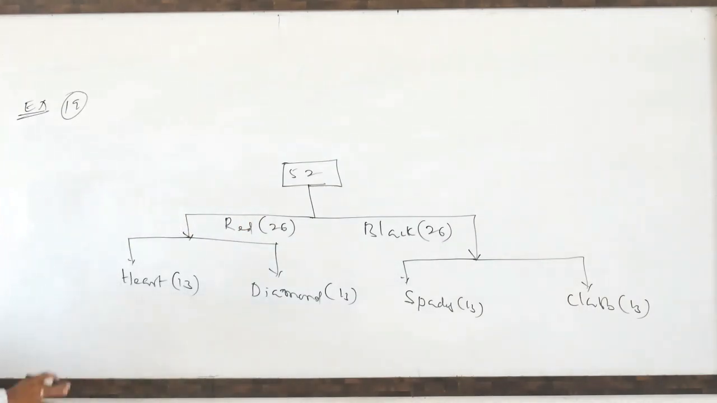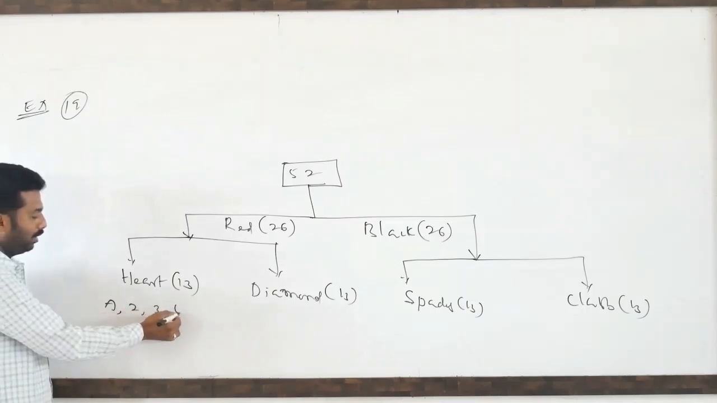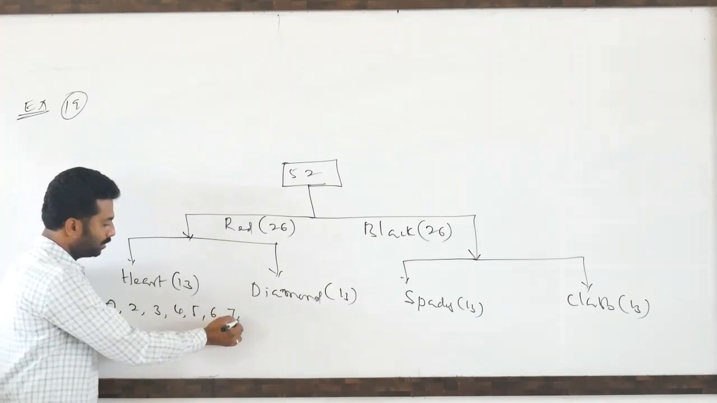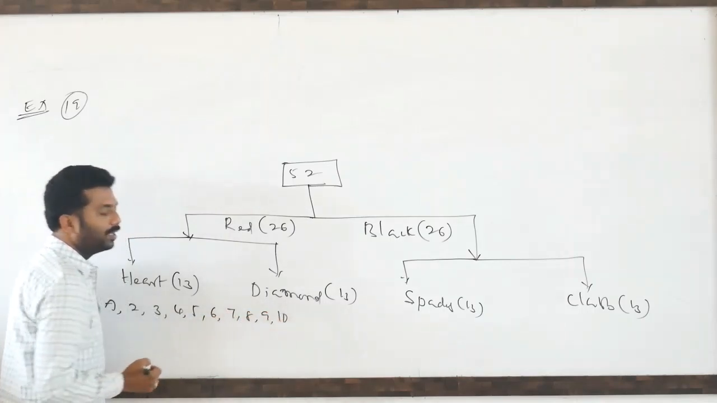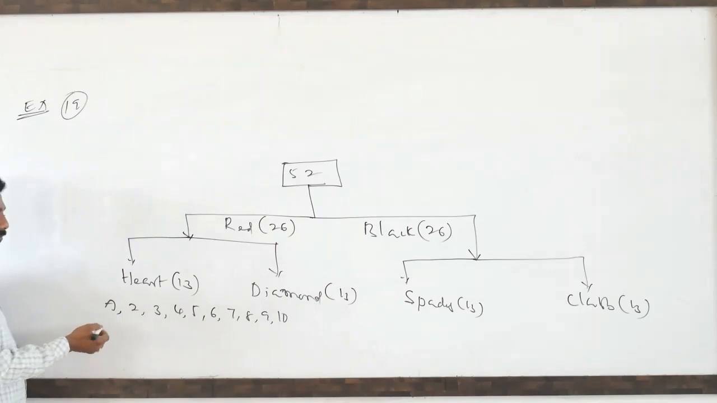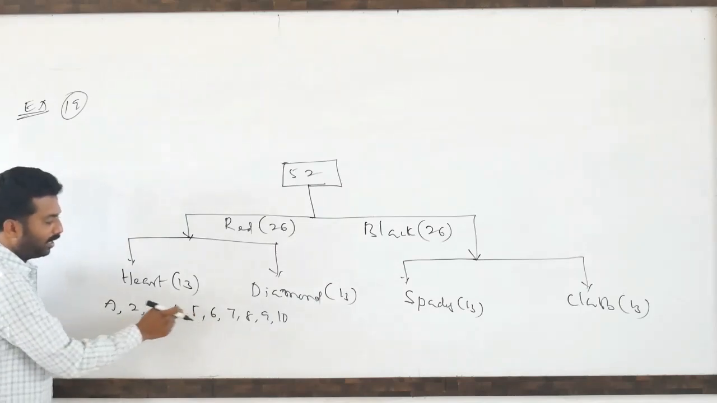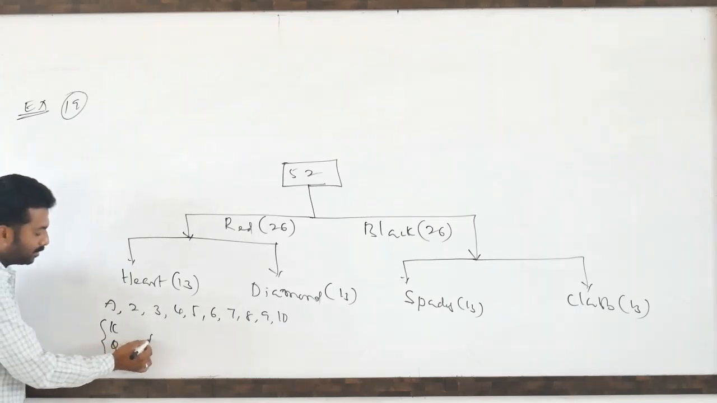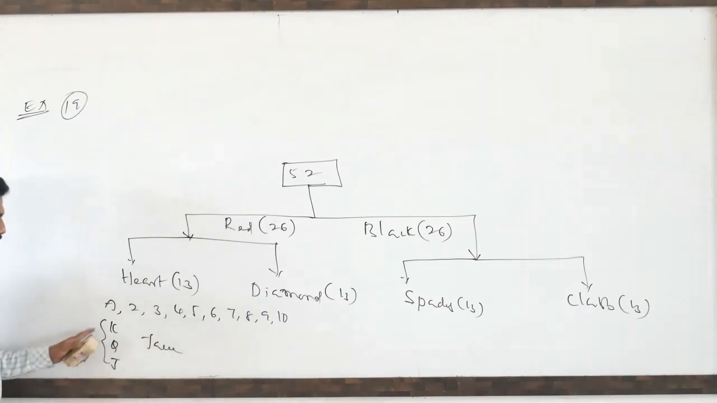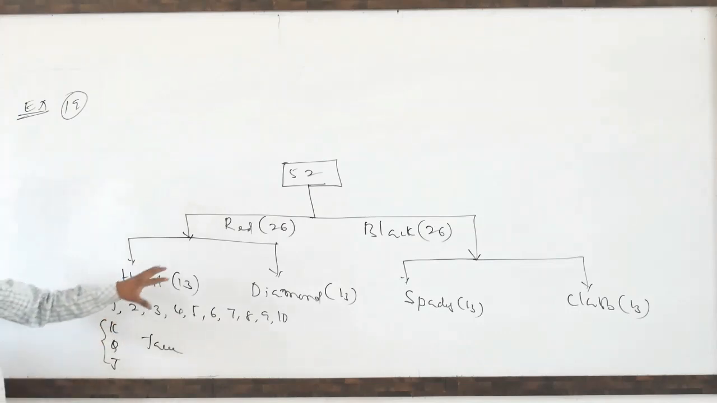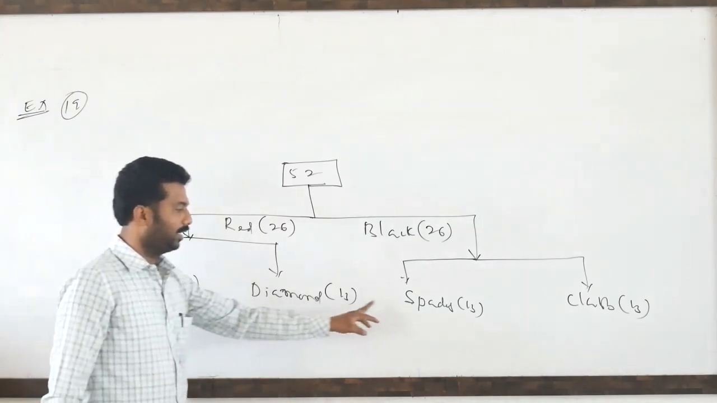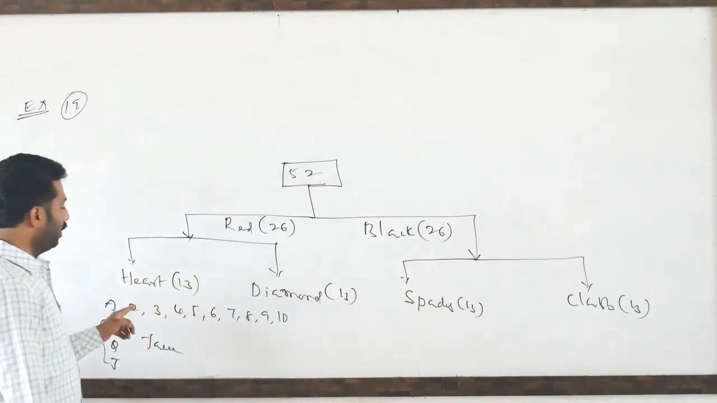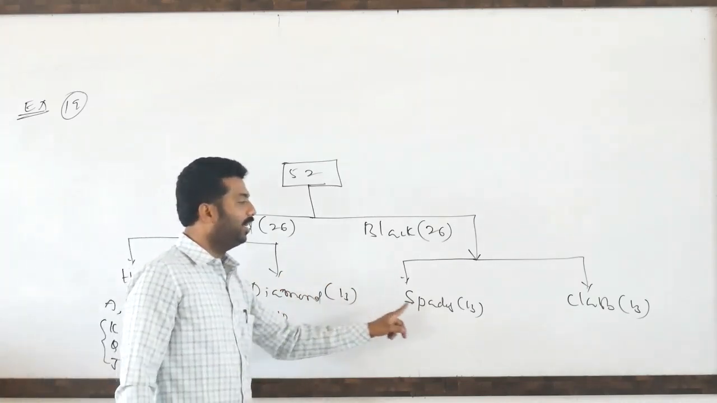In these 13, what are the cards you observe? First one is ace, then 2, 3, 4, 5, 6, 7, 8, 9, 10. Remaining cards are face cards. Here total 10 cards, remaining 3: king, queen, jack. So these 3 cards are face cards. You remember? These are the suits. 4 suits are there. In every suit there will be 13 cards.